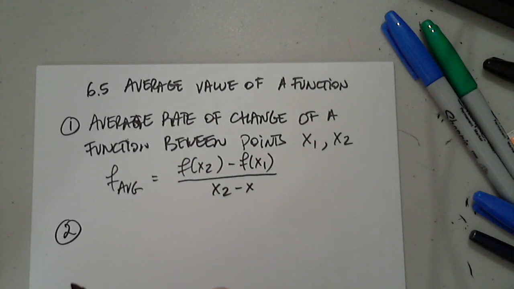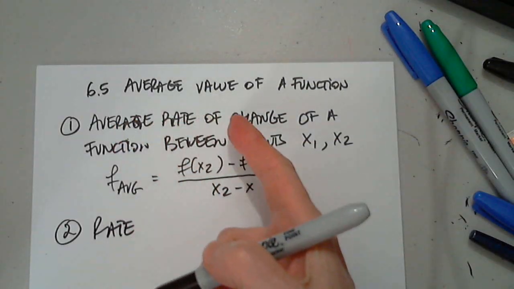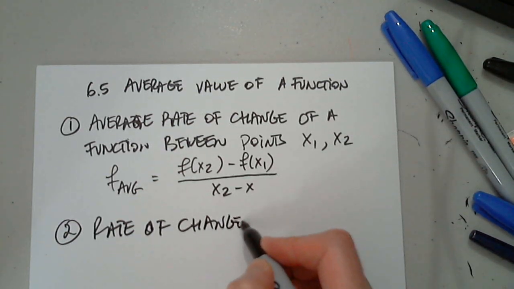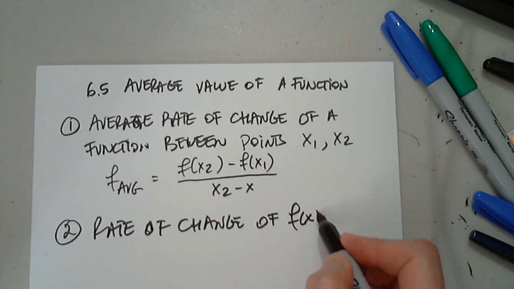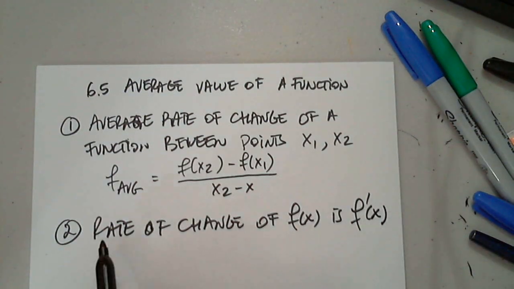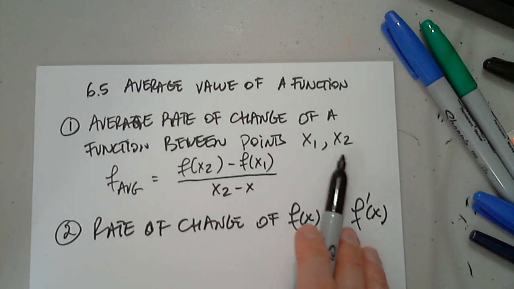Number 2, second concept, rate of change. Not the average rate of change, the rate of change of f of x is f prime of x. So the rate of change is f prime, the derivative. The average rate of change is a number between 2 points.